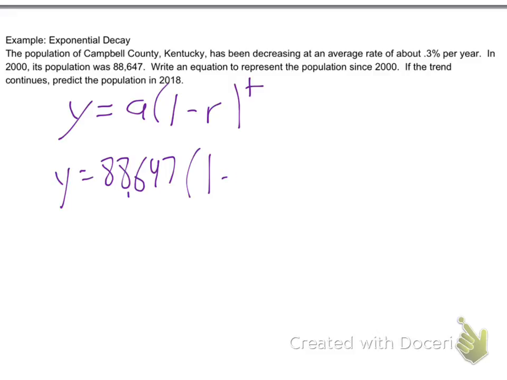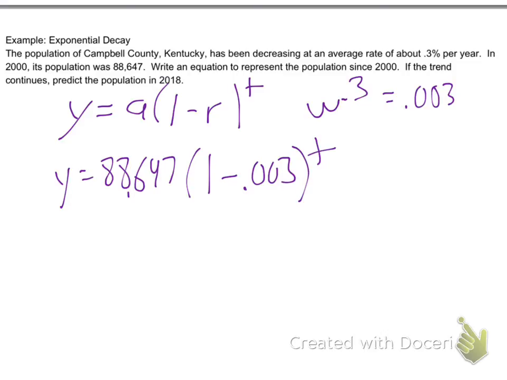And 1 minus, because we're going to lose percentage. But 0.3, sorry, I have to move the decimal 2 places over. It ends up being 0.003. So 1 minus that, to the t power.